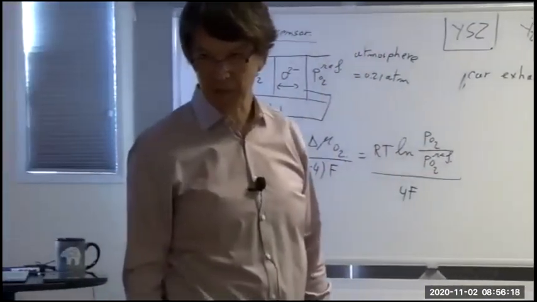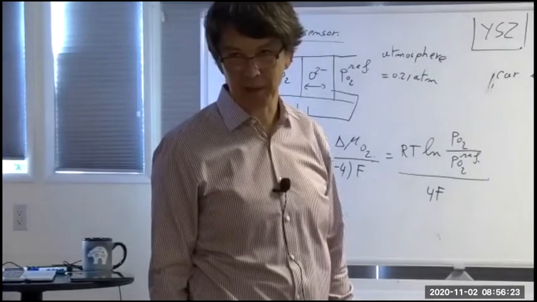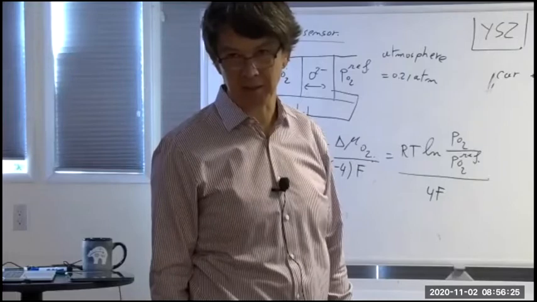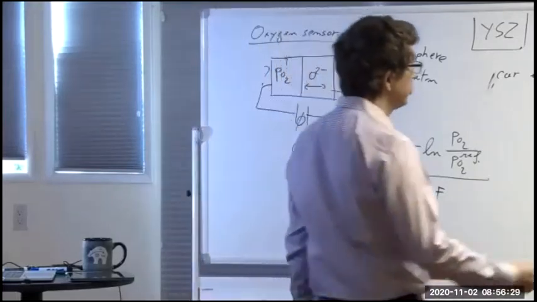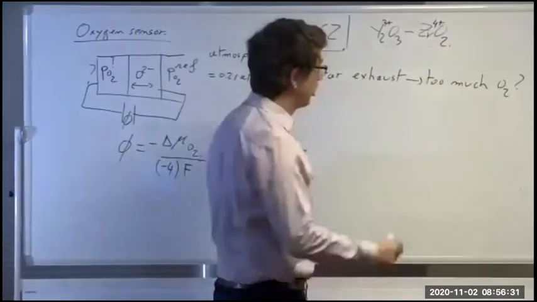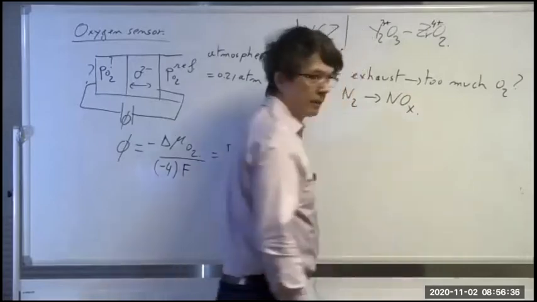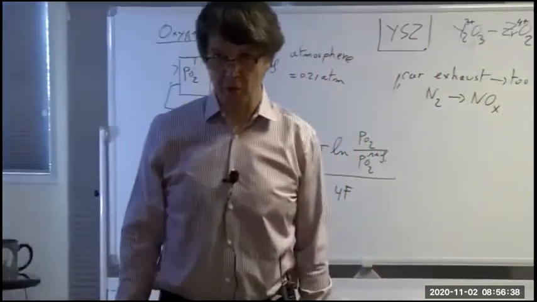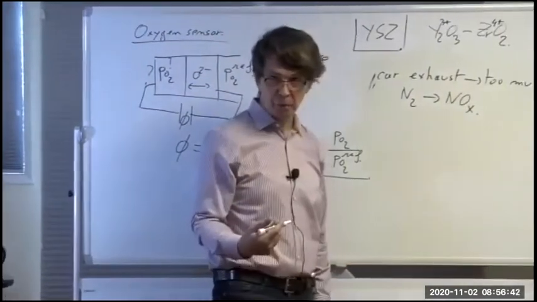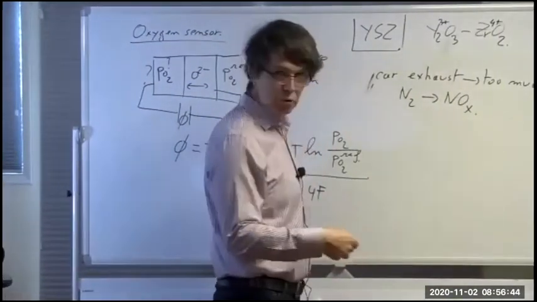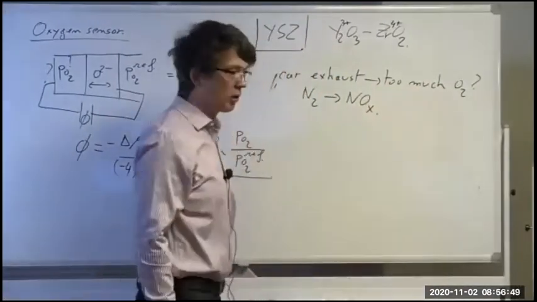Anybody from LA here? You're too young. Anybody from LA? What happened in LA in the 1970s, 1980s? Smog, right? If you have too much oxygen, you burn nitrogen and you make NOxes. And NOxes are a form of smog. So you're burning lean, so you don't have enough gasoline. That means you take in too much oxygen, so you make nitrous oxides, and this is smog.